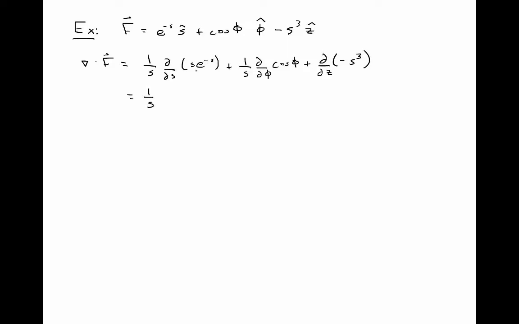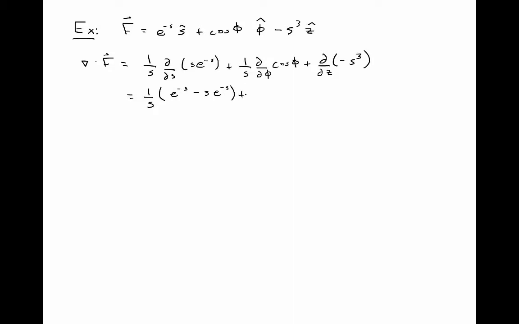So we need to take the derivative of this with respect to s. That requires the product rule. So say we take the derivative of s, leave e to the minus s alone, we get e to the minus s. Then we take the derivative of e to the minus s and leave s alone. So it gives us minus s e to the minus s.